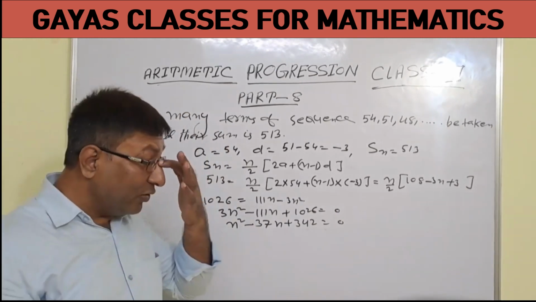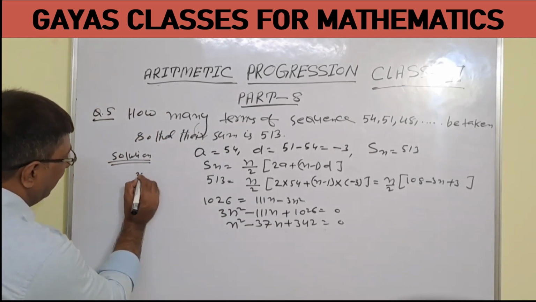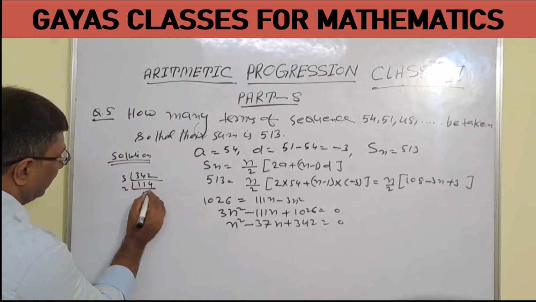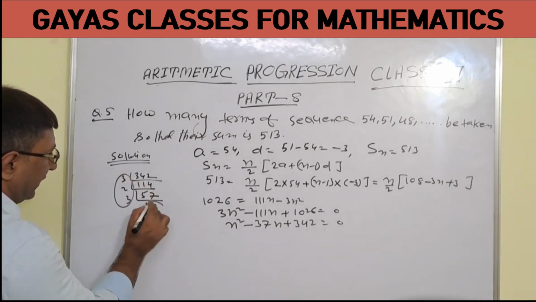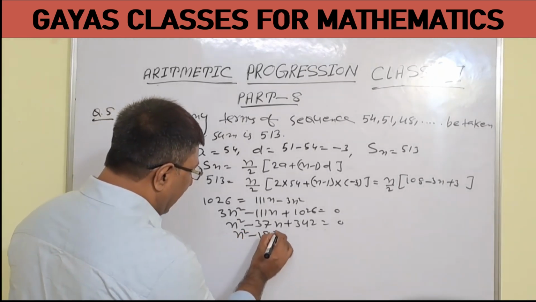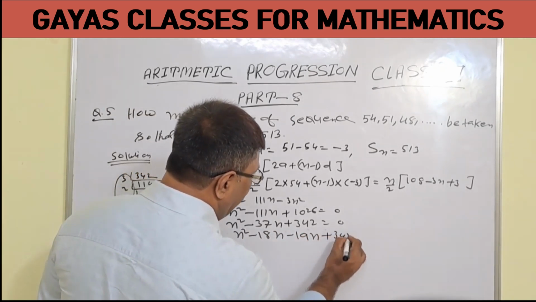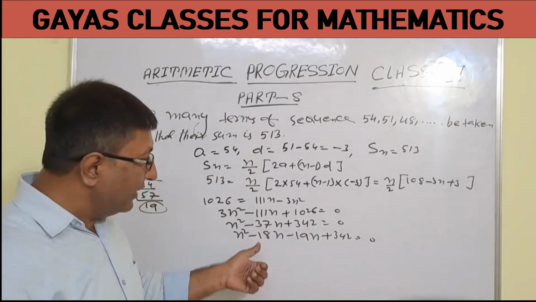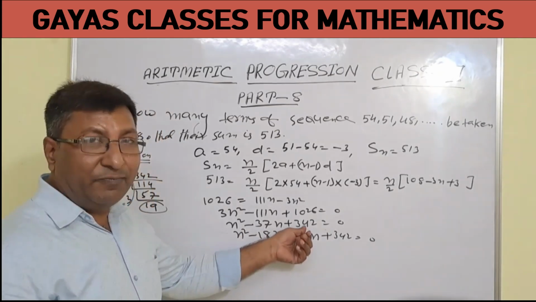Now this is a quadratic equation. We can factorize this. So we take the factors of 342: 2 into 9 into 19, so 18 and 19, and 18 plus 19 is 37. So we can write n square minus 18n minus 19n plus 342 equal to 0. The rule is: when we add these numbers, we get minus 37, and when we multiply minus 18 into minus 19, we get positive 342.